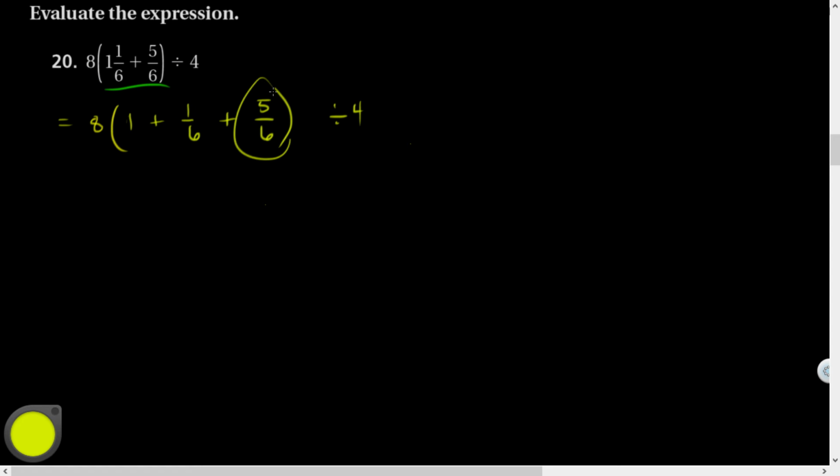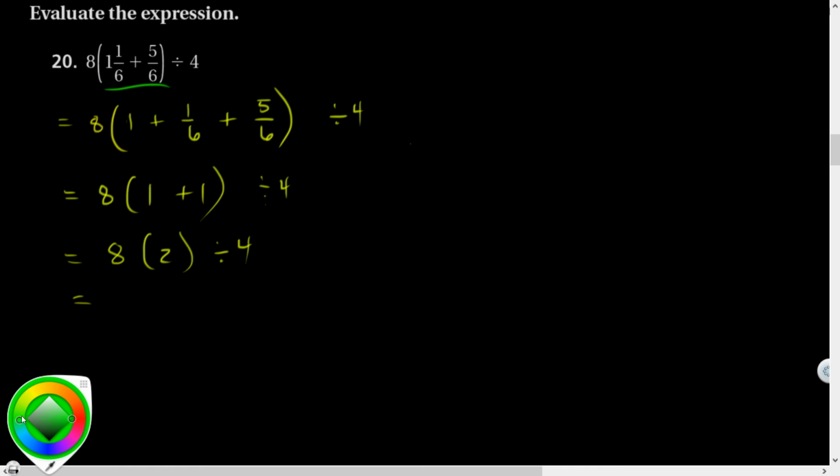What's 1/6 plus 5/6? That's 6/6, which is 1, right? So this is going to be the same as 8 times 1 plus 1. You probably could have just immediately gone down to this next step, and that's fine. But it's going to be 2 when I add those together, right? All right. 8 times 2, I would do the multiply before divide, only because this is to the left of that. And yeah, someone said 16. And divided by 4 is 4.